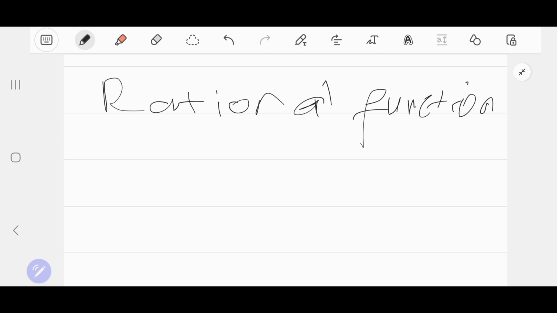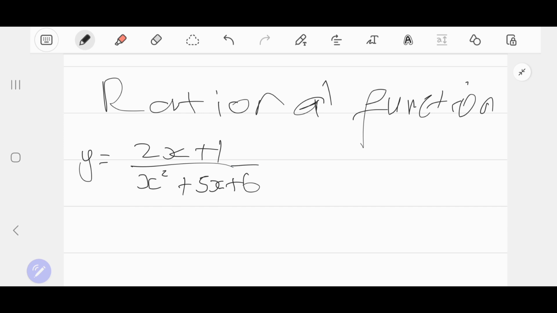A rational function is a function that is made up of two polynomial functions. One function is a numerator and the other one is a denominator. And both of them must be what? A polynomial function. So an example of a rational function is 2x plus 1 over x squared plus 5x plus 6. So this is a rational function.